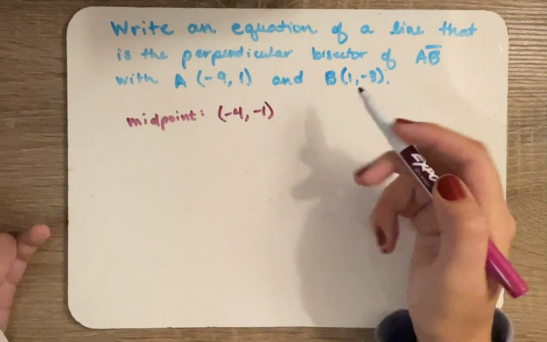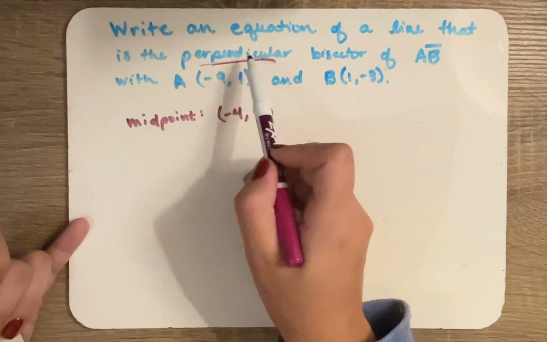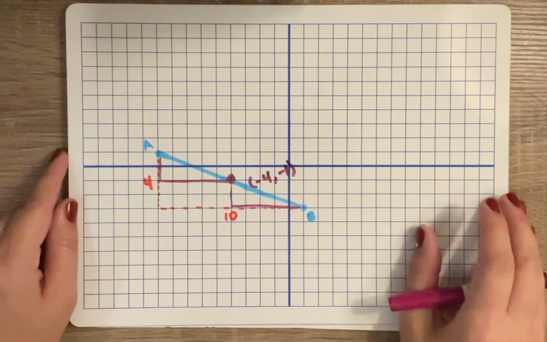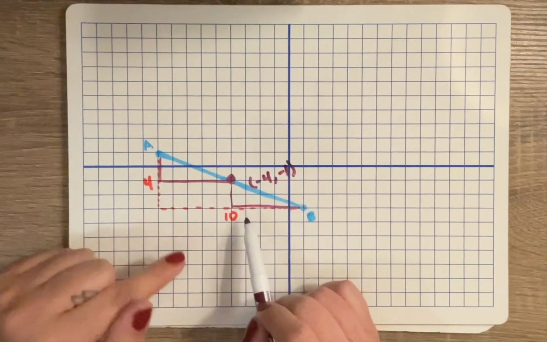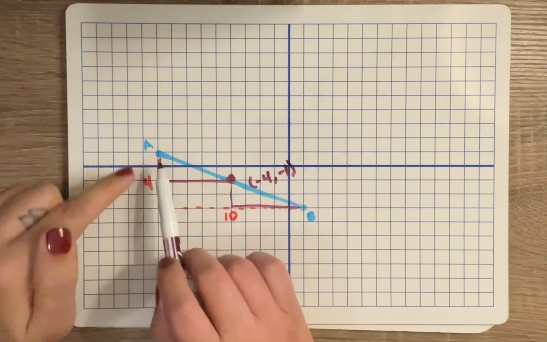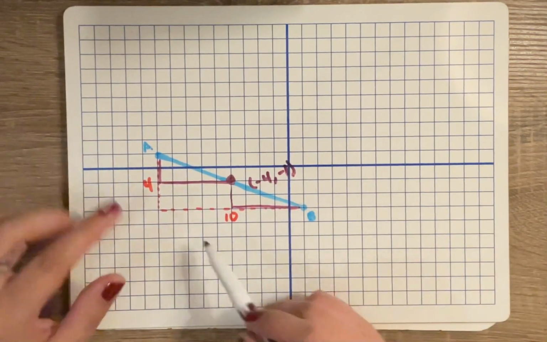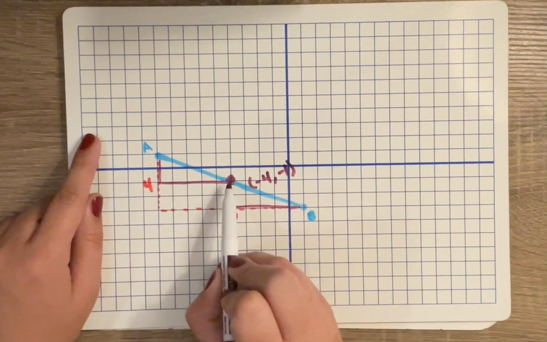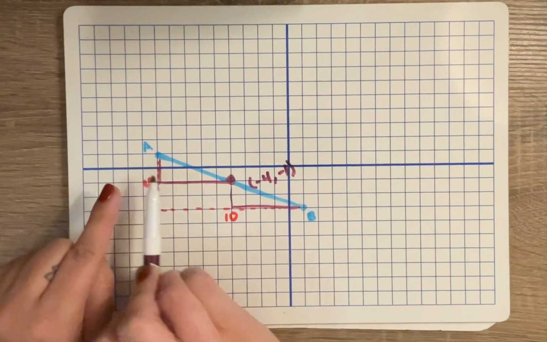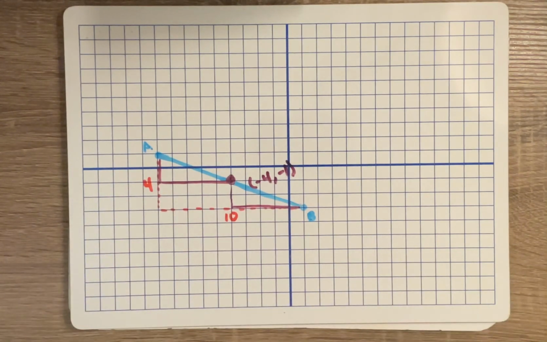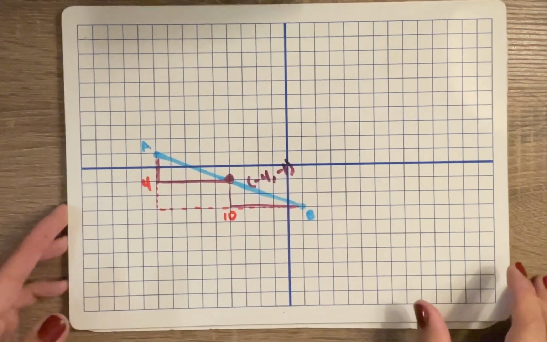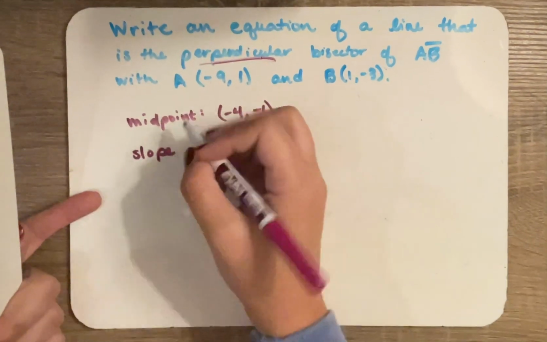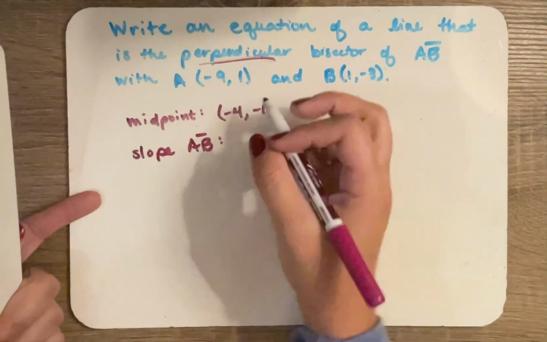Okay, for a perpendicular bisector, I also need to figure out the slope of this segment, which I kind of already did because I was using the rise over the run to think about the distance from A to B. So the simplified rise over run would be down 2, right 5. Looking at this segment, reading it from left to right, it's going down, which means it's going to be a negative slope.